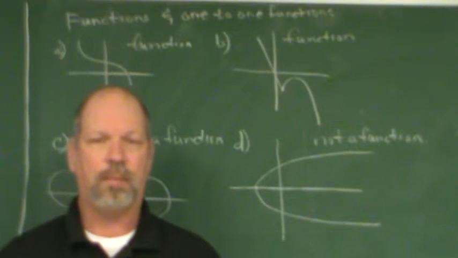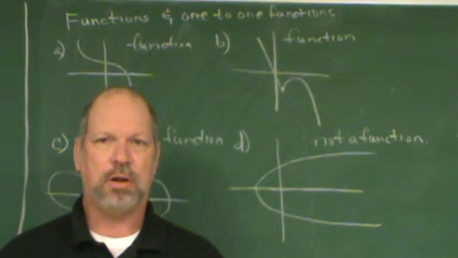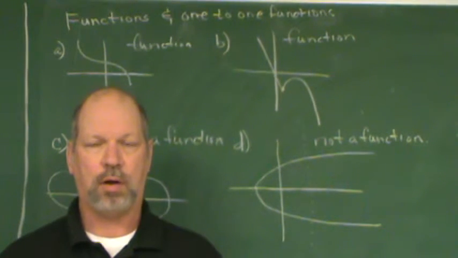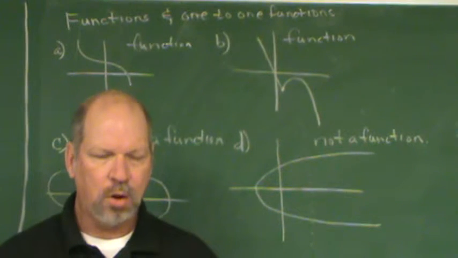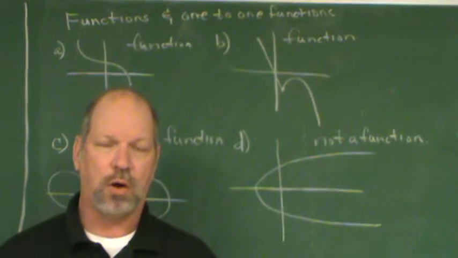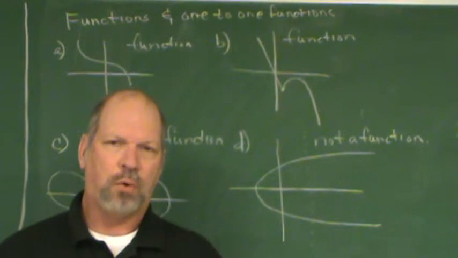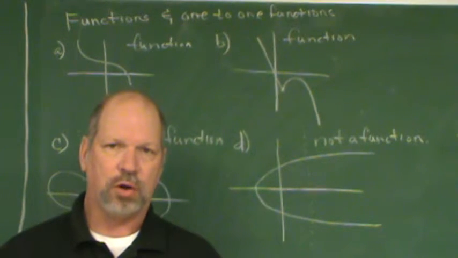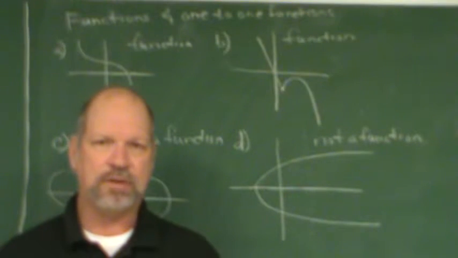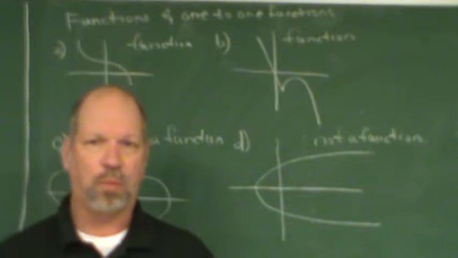Now, for one-to-one. One-to-one basically means one value of y gives you one value of x. So that gives us a horizontal line test. One-to-one is important when you start thinking about the inverse of a function. The inverse of a function doesn't exist unless the function is one-to-one.